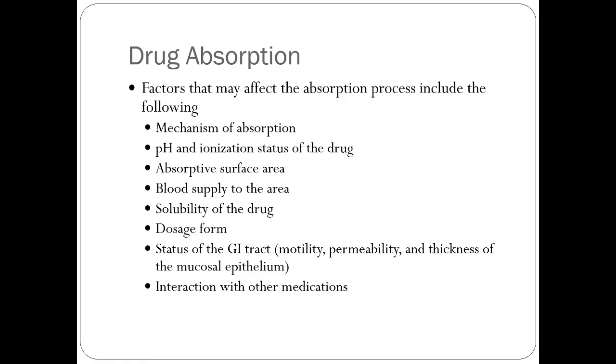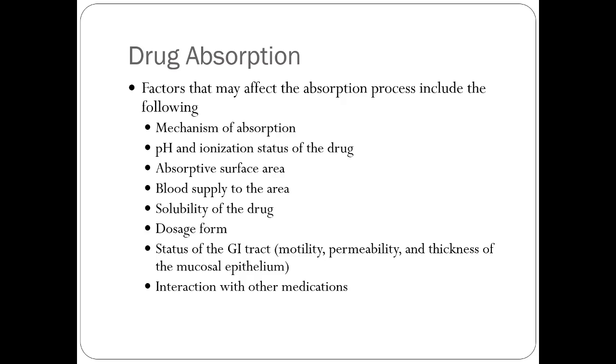Drug absorption. So there are factors that affect the absorption process, and they are the mechanism of absorption, the pH and ionization status of the drug. So we actually have to look at that. The absorptive surface area. So where are we putting the drug? And how absorptive is that area? For instance, in the GI tract, we have a lot of absorptive surfaces. So there's a lot of places where it can be absorbed through the intestinal membranes and into the blood.